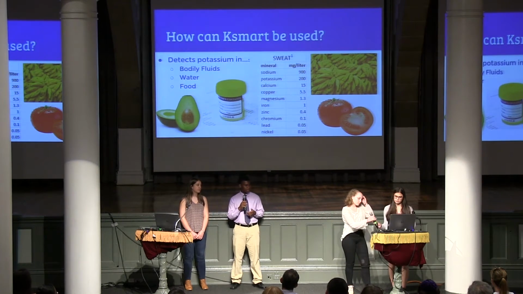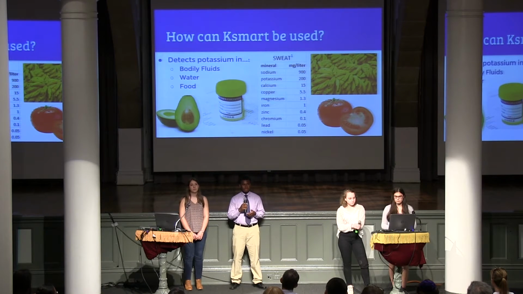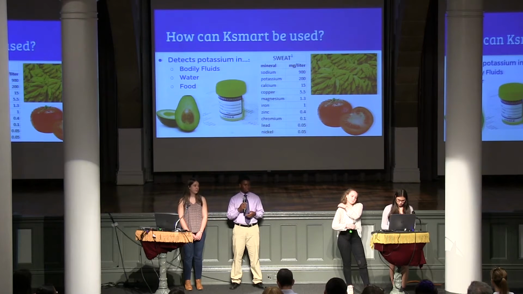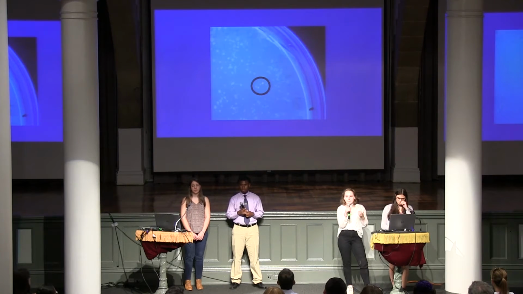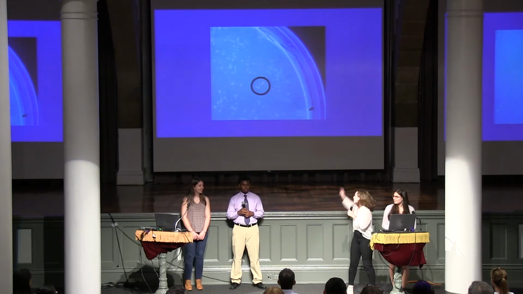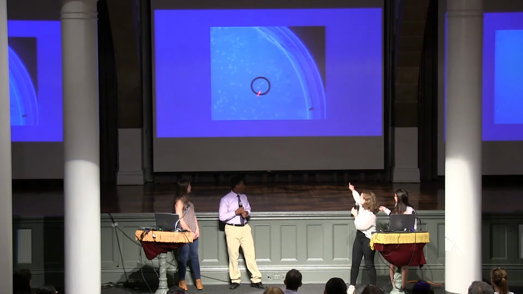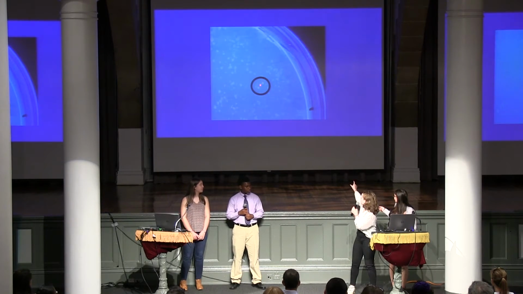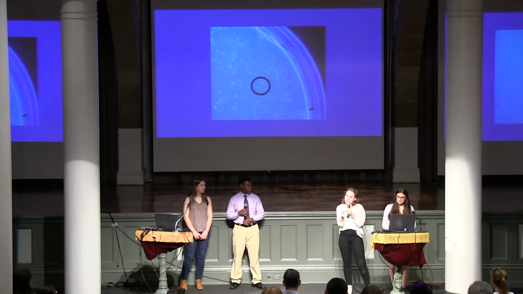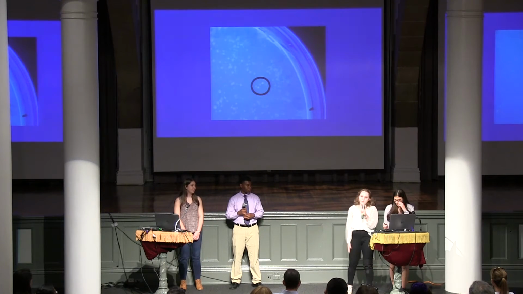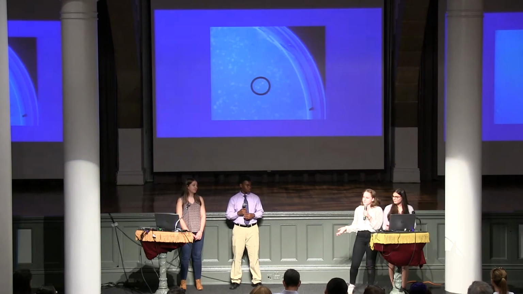K-Smart can detect potassium in bodily fluids such as blood, sweat, and urine, and it can detect potassium in water, foods, and other substances that have potassium. And what's really exciting is that we found it literally this morning that you can see here in our colonies in the circle, those two slightly reddish colonies are actually two colonies that expressed our gene. So we were able to make a biosensor. We didn't have time to test it, but it's really exciting that we have colonies that express the gene.